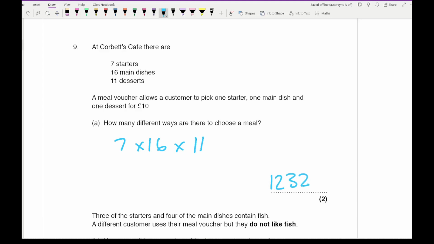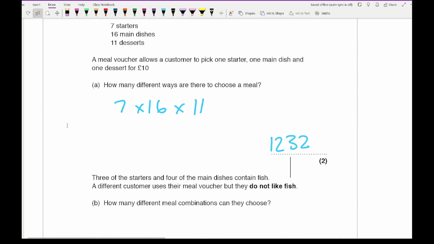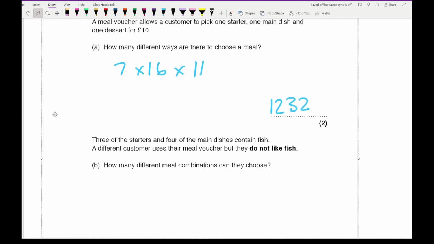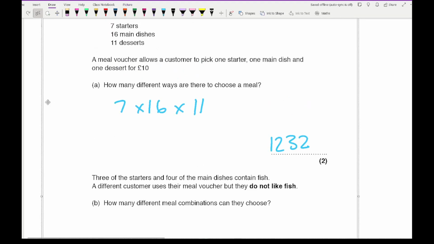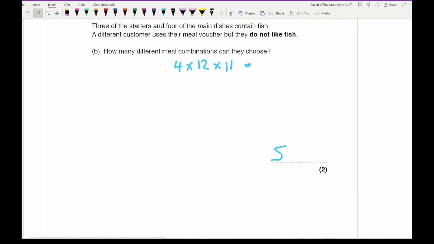It then says 3 of the starters and 4 of the mains contain fish. How many different uses of their meal voucher are there for someone who does not like fish? So I need to take 3 away from the starters, so that's 4. I need to take 4 away from the main dishes, so that's 12, and there's no fish content in the desserts. So then that's going to be 4 times 12 times 11, and again if I work it out, I get an answer of 528.